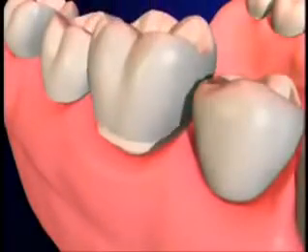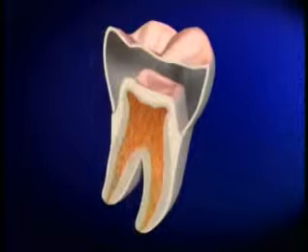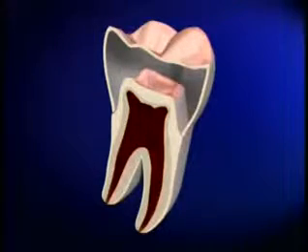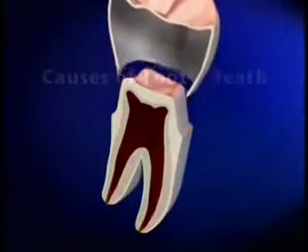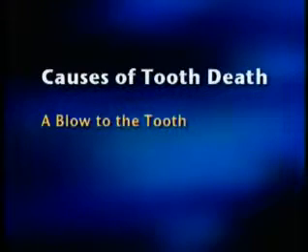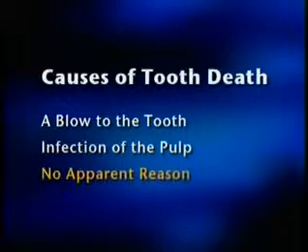Anytime a tooth has been damaged and needs a restoration, including a crown or a filling, there's a possibility that the tooth pulp has been injured and will eventually die, resulting in the need for a root canal to save the tooth. Teeth die for various reasons: a blow to the tooth that causes pulp damage, germs infecting the tooth pulp, and sometimes for no apparent reason at all.